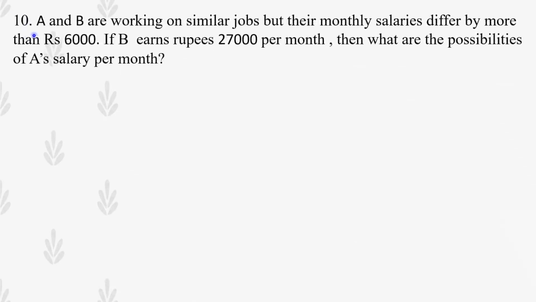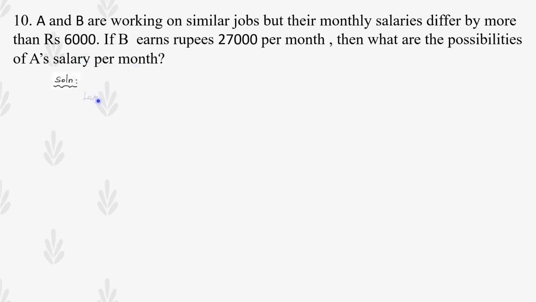See 10th sum. A and B are working on similar jobs but their monthly salaries differ by more than rupees 6000. ஸோ A அண்ட் B ங்கிற ரெண்டு பேர் இருக்காங்க. அவங்களோட ஜாப்ஸ் கிட்டத்தட்ட ஒரே மாதிரி தான் இருக்குது. ஆனால் அவங்களோட சேலரிஸ் டிஃபர் பை more than rupees 6000 சொல்லியிருக்காங்க. That is their difference in salaries rupees 6000. If B earns rupees 27000 per month, B யோட சேலரி 27000 சொல்லியிருக்காங்க. Then what are the possibilities of A's salary per month? ஸோ நம்ம இப்போ A யோட சேலரிக்கு என்ன பாசிபிலிட்டி இருக்குன்னு பார்க்க போகிறோம்.